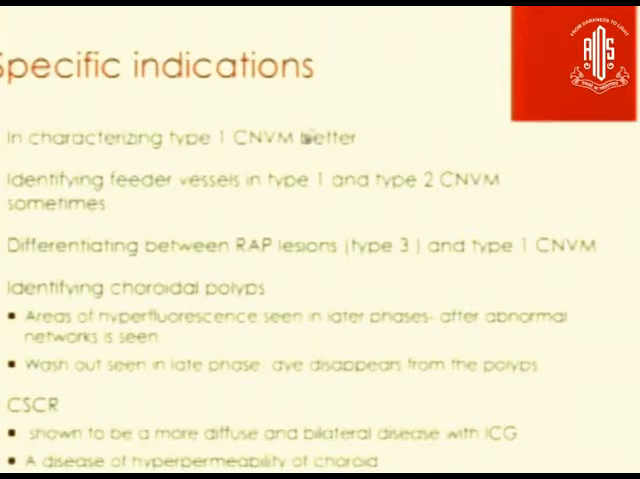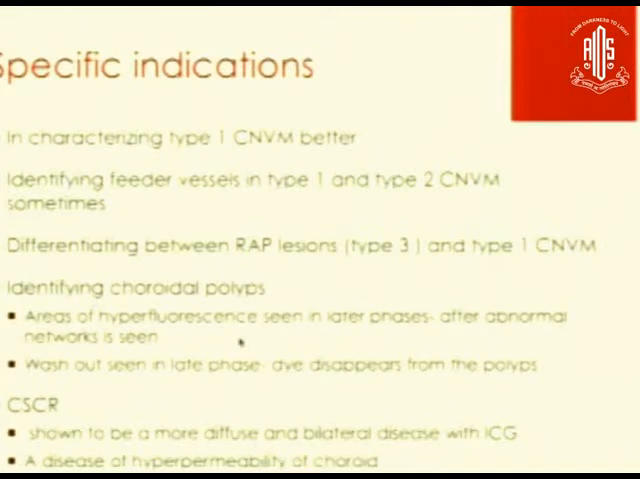Specific indications are in characterizing type 1 choroidal neovascular membrane. Type 1 is sub-RPE and type 2 is pre-RPE. Okay? It identifies feeder vessels, especially when using dynamic angiography with the Heidelberg machine, in type 1 and type 2 CNVMs. It differentiates between RAP lesions. Retinal angiomatous proliferans, or RAP lesions, are now labeled as type 3 lesions. And you can differentiate between the two.